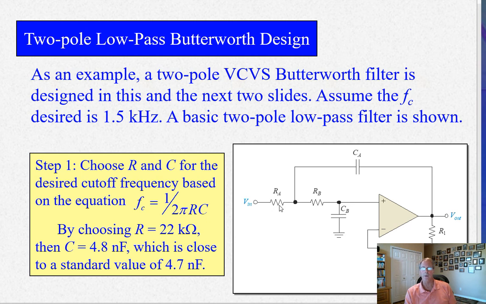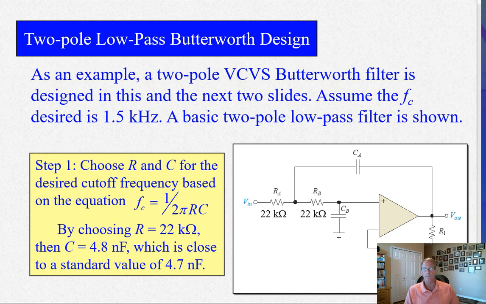If you get too low, however, like 22 ohms, then you're going to end up drawing too much current. So 22K is usually pretty good. In the 20s, tens of Ks, you're good. When you solve this equation, put 22K in here and 1.5 kilohertz here, solve for C, you get 4.8 nanofarad. Now there's a standard value of 4.7 nanofarad, which they choose.